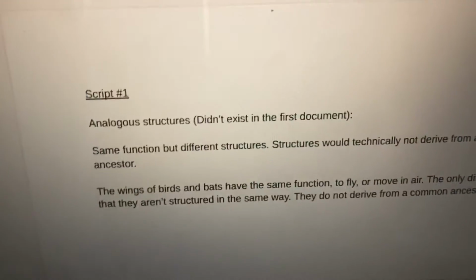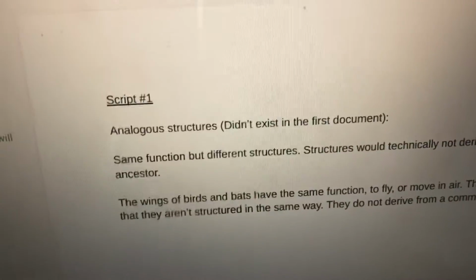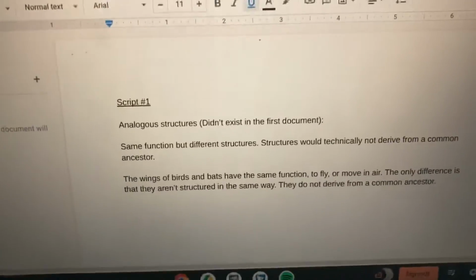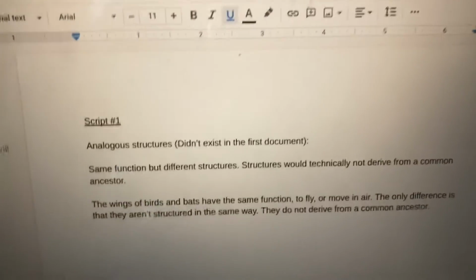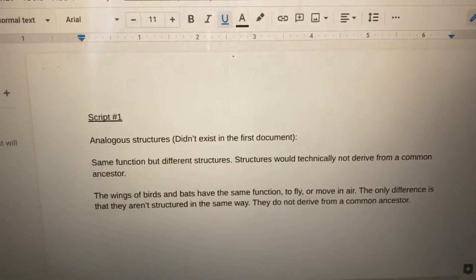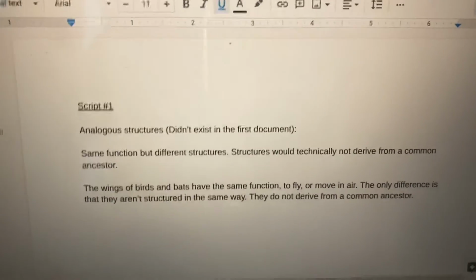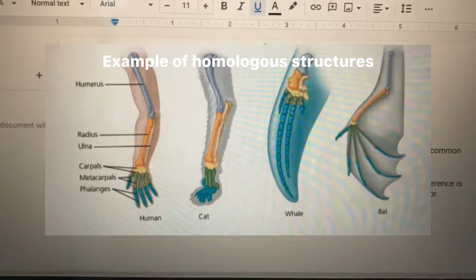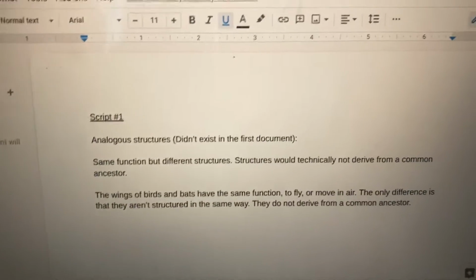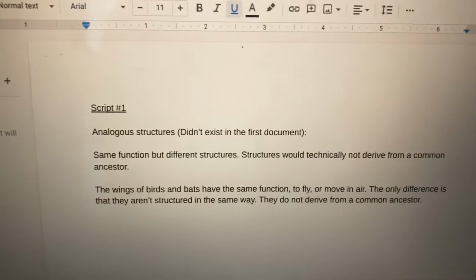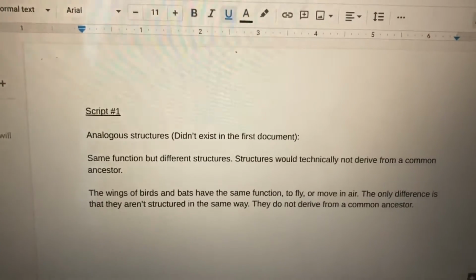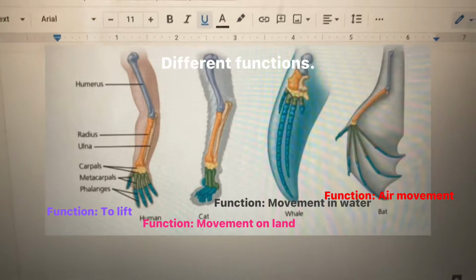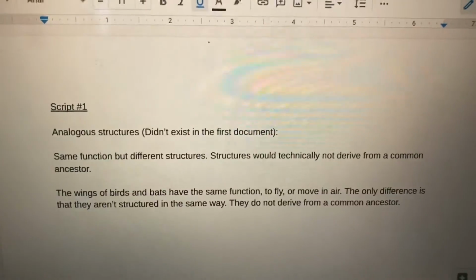Alright, so something I forgot to mention in my document is analogous structures. Analogous structures are technically the opposite of homologous structures. If you went through my last video, you would have understood what homologous structures are. Homologous structures are technically the same structures, with the same bone structure, even though the bones might be different in length or anything. They're structured in the same format, but they are not necessarily for the same function. They're for different functions. Analogous structures are technically the opposite.